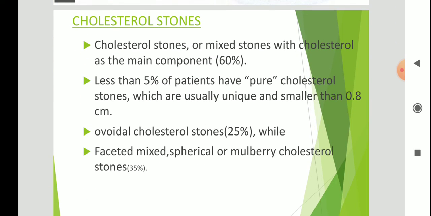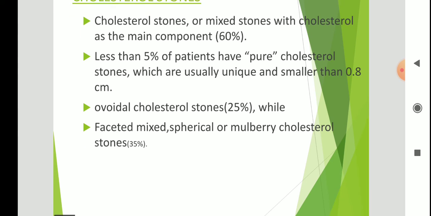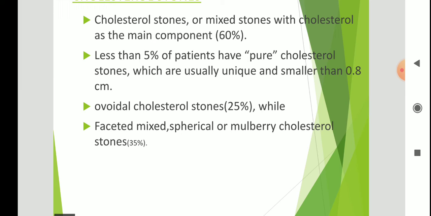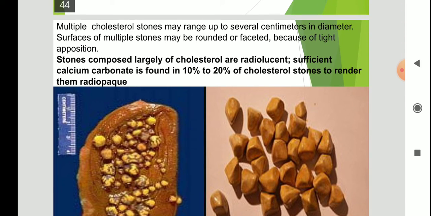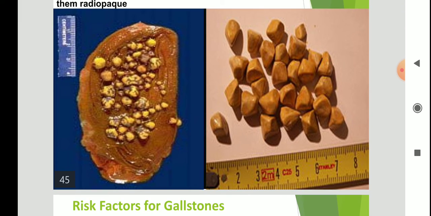The cholesterol stones. The cholesterol stones are mixed stones with cholesterol as the main component. That is 60%. Less than 5% of patients have pure cholesterol stones, which are usually solitary and smaller than 0.8 centimeters. So these could be ovoidal cholesterol stones, faceted ones, spherical or mulberry shaped. Stones composed largely of cholesterol are radiolucent. Sufficient calcium carbonate is found in 10 to 20% of cholesterol stones to render them radiopaque. So all these different pictures.